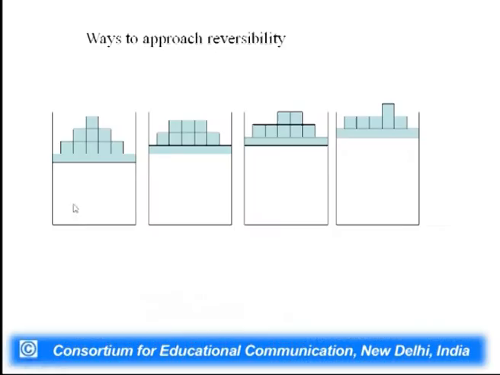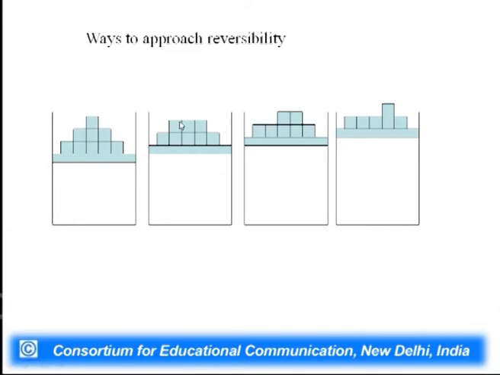Now, how can we approach reversibility? This is a general cartoon to show how we can get reversibility. Suppose we are carrying out expansion, we should not do it in one step. The way we can do it is, suppose there are several small bricks here and we take one at a time.